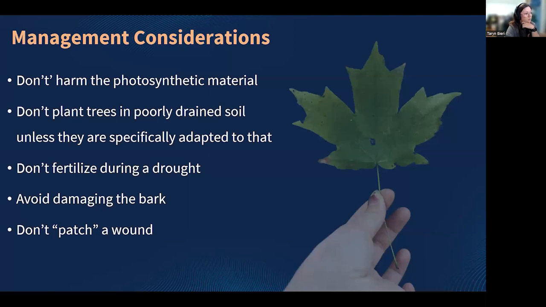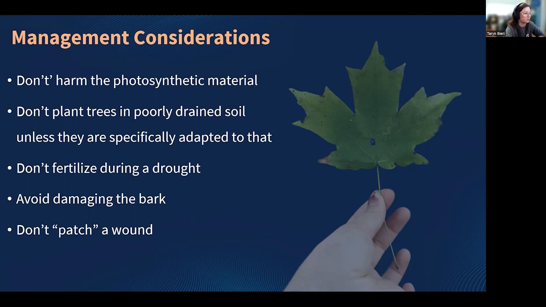Number two, don't plant a tree in a poorly drained soil. Unless you know it's adapted for that, trees perform respiration all throughout the tree. So that includes the root system. So they require oxygen to respire. Some trees can handle being in flooded waters for extended periods of time, like bald cypress.